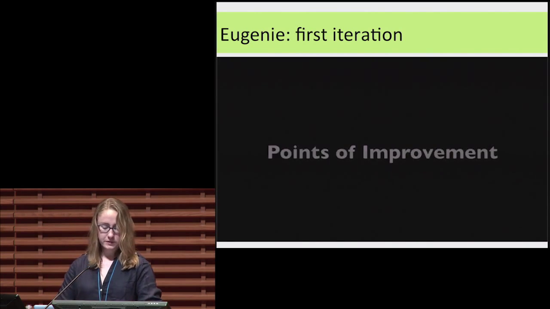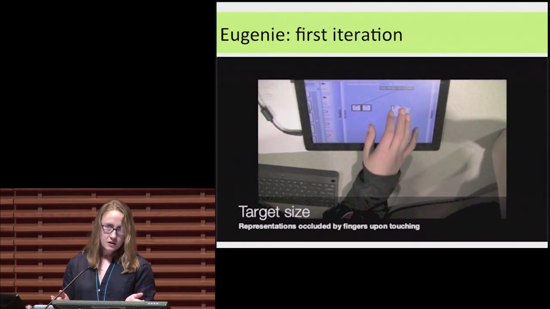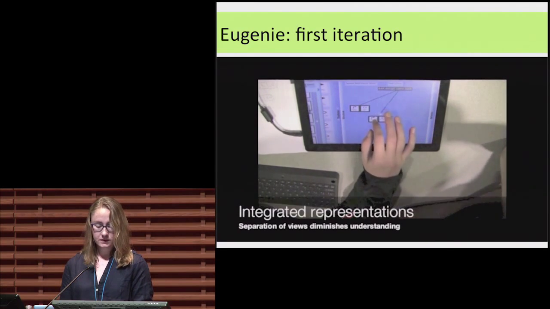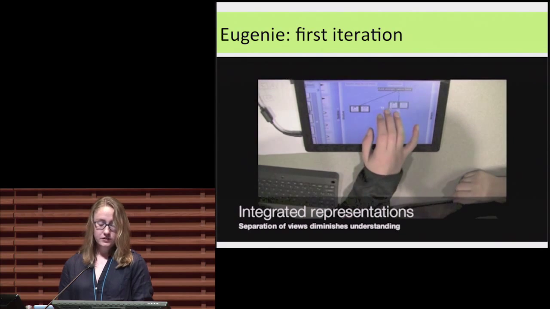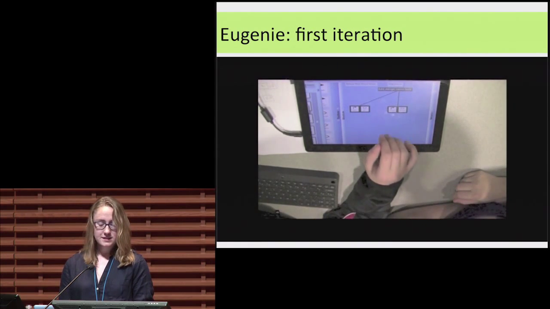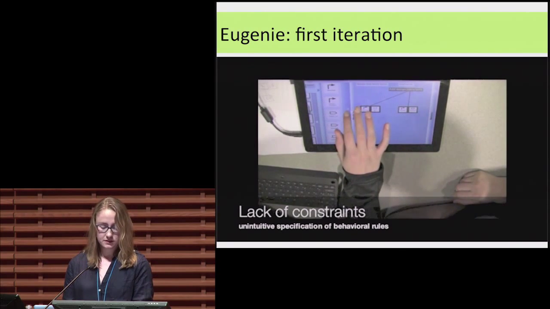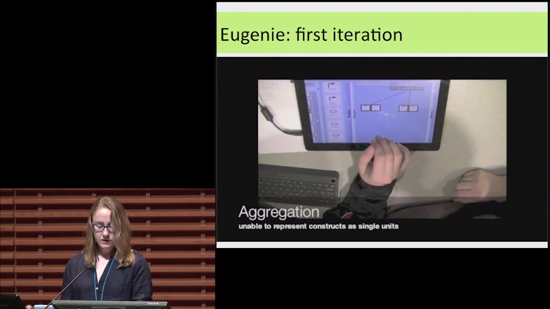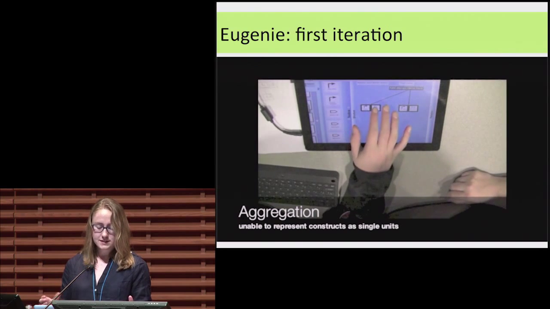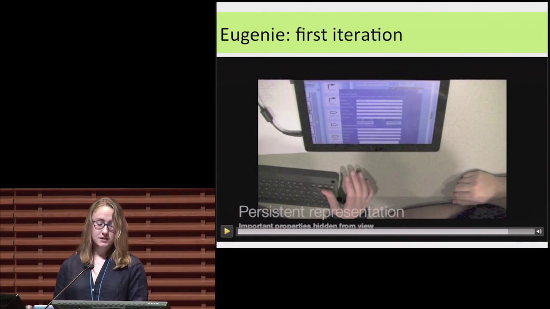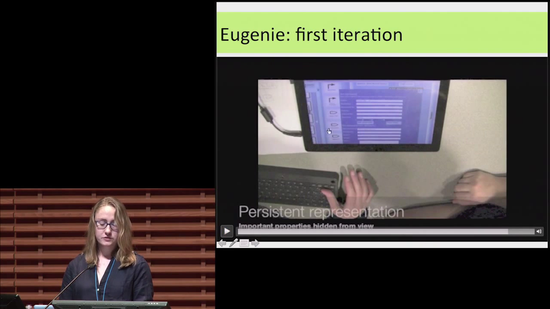So some points of improvement. One was occlusion. We had a multi-touch application with small target sizes. Of course, occlusion was a problem. Another was a lack of constraints. That it's difficult to know what legal actions are and what can be performed, what makes sense meaningfully. Another problem was aggregation, that there's no way to combine complex things into something simpler to manipulate. And also persistent representation, that a lot of information was actually represented in these part sheets and not on the part itself.